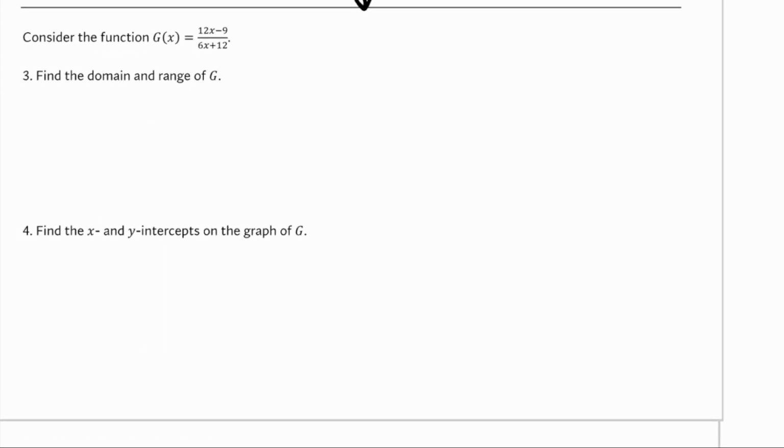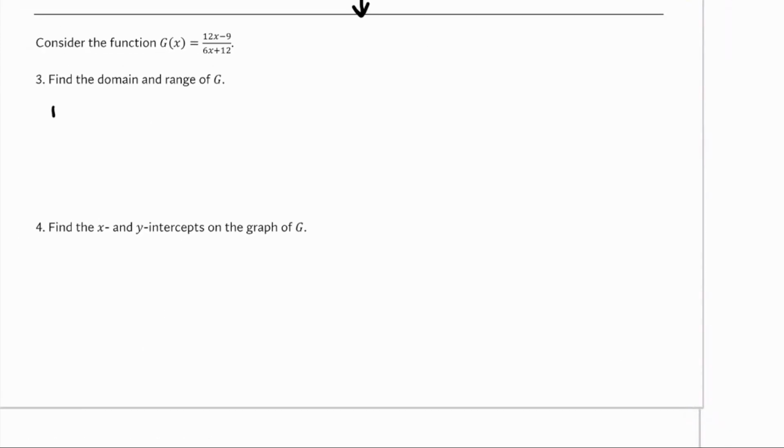All right, this next one: domain and range. Domain. It's going to be x is not equal to negative 2, because negative 2 is what would cause me to divide by 0. 6x plus 12 can't equal 0. You could solve that out. The domain is x is not equal to negative 2, right? That's the value we have to exclude because it causes something bad to happen.